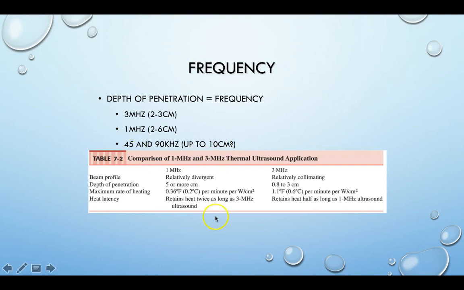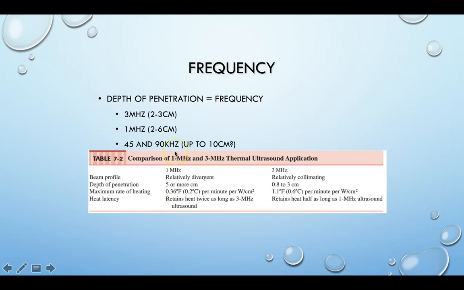The lower frequency, again, our 1 megahertz, it's going to penetrate deeper. It's also going to have longer lasting depth for our heat. So it retains heat twice as long, but it's going to heat slower than our 3 megahertz. So we get about 0.2 degrees Celsius per minute with our 1 megahertz with a certain output setting, our intensity setting. And we get about a 0.6 degrees Celsius per minute increase with the 3 megahertz. So we increase more rapidly because it's more superficial and absorbing faster, but we retain the heat half as well as we do with the 1 megahertz.